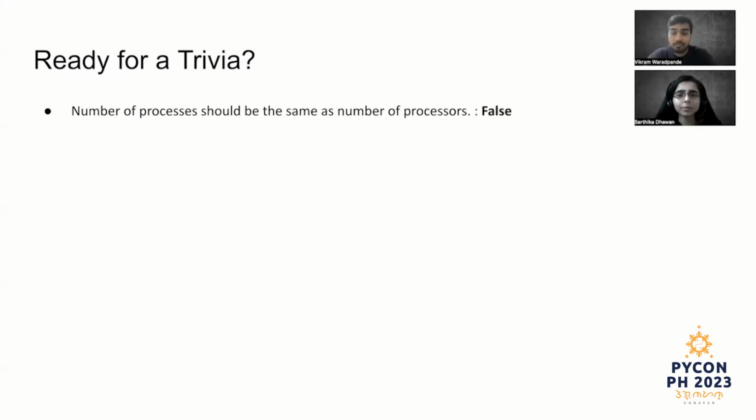Yeah, so this is false, as it is not mandatory for the number of processes to be the same as the number of processors. We can schedule more processes on the same processor, but it's a bit unoptimized to do so. Now let's go to the next one.